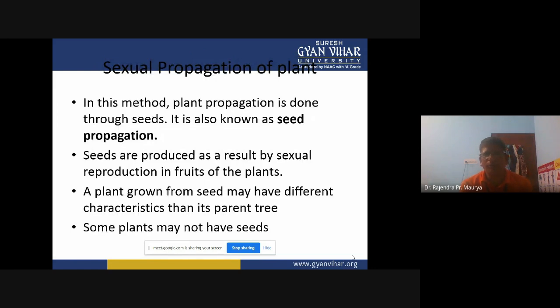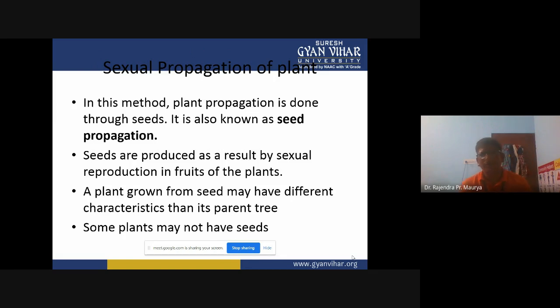So, sexual propagation of plants. In this method, plant propagation is done through seeds, so it is also known as seed propagation. In sexual propagation, we can propagate the plants by seeds, and the other part we can use in sexual propagation is spores.